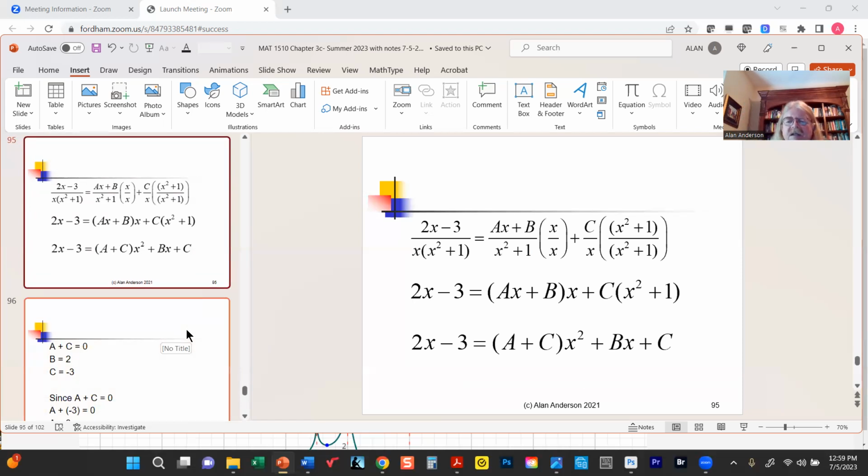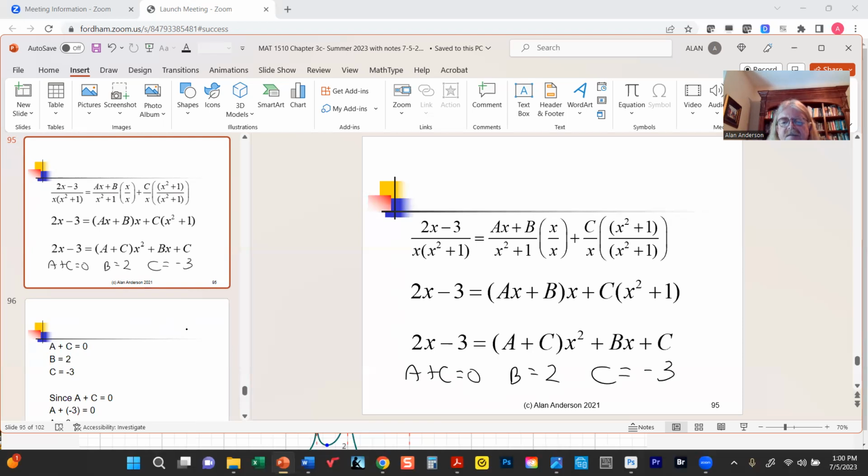So here's the bottom line. And then you can see here that a plus c equals 0, b equals 2, and c is negative 3. And that implies that a equals 3.